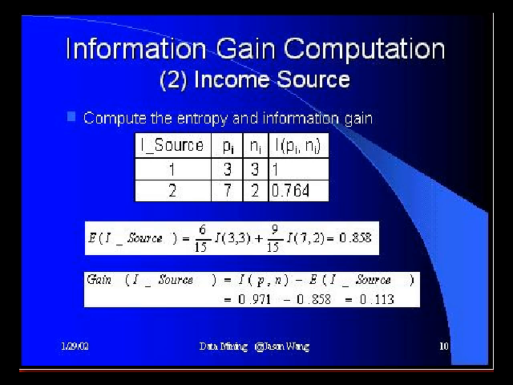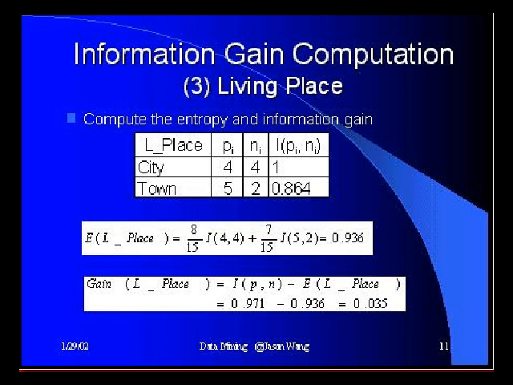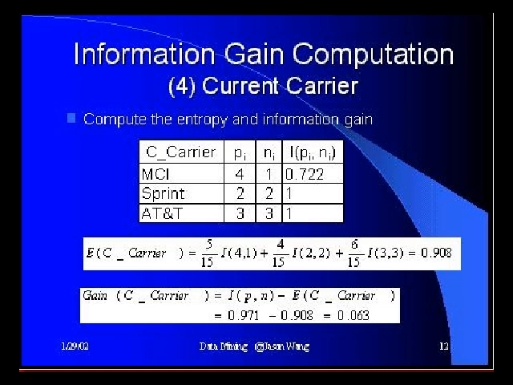And then we do the similar calculation for living place. You live in a city or you live in a town. You calculate the information gain for living place using the similar calculation, and you get 0.035. And you do the similar calculation of information gain for current carrier. Okay, and the information gain of this attribute current carrier is 0.063.